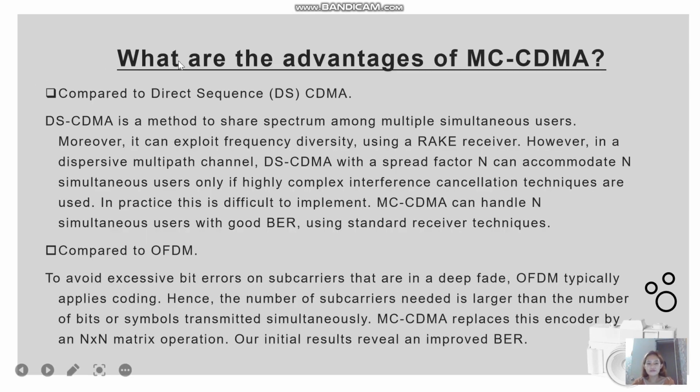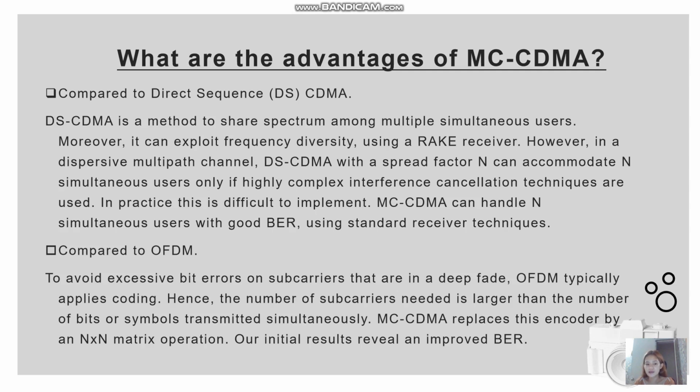So what are the advantages of MC-CDMA? Comparing to direct sequence or DS-CDMA, DS-CDMA is a method to share spectrum among multiple simultaneous users. Moreover, it can exploit frequency diversity using a rake receiver. However, in a dispersive multipath, DS-CDMA with a spread factor N can accommodate N simultaneous users only if highly complex interference cancellation techniques are used. In practice, this is difficult to implement, whereas MC-CDMA can handle N simultaneous users with a good BER using standard receiver techniques.